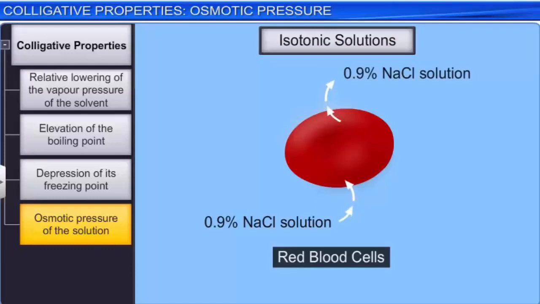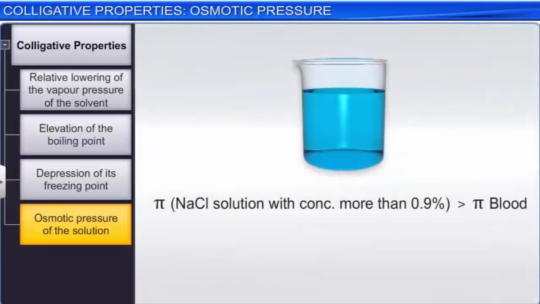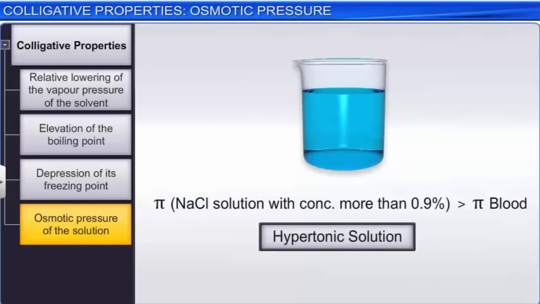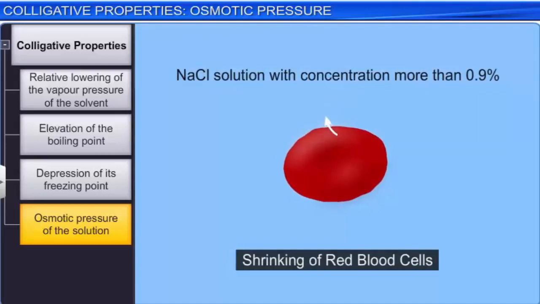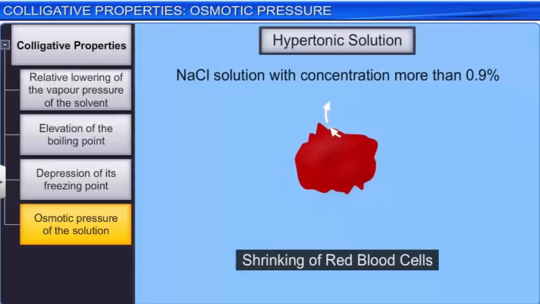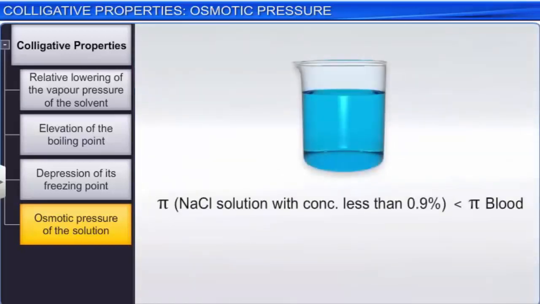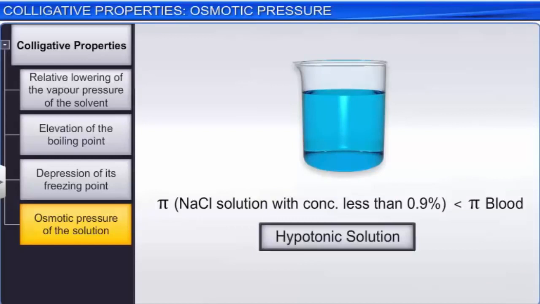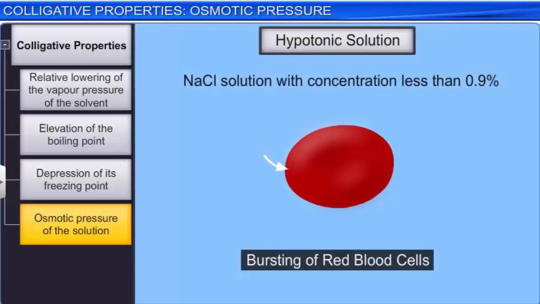A pure sodium chloride solution with the concentration more than 0.9% mass by volume is called a hypertonic solution. And red blood cells shrink when placed in this solution. On the other hand, a pure sodium chloride solution with a concentration less than 0.9% mass by volume is called a hypotonic solution. And red blood cells swell up and may even burst when placed in this solution.